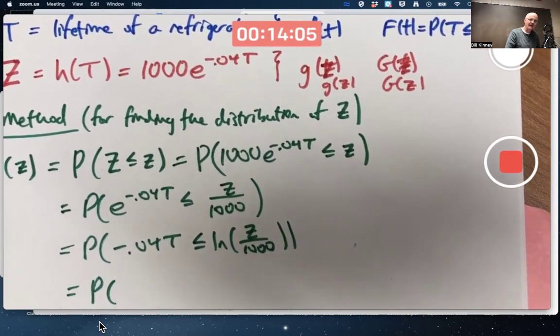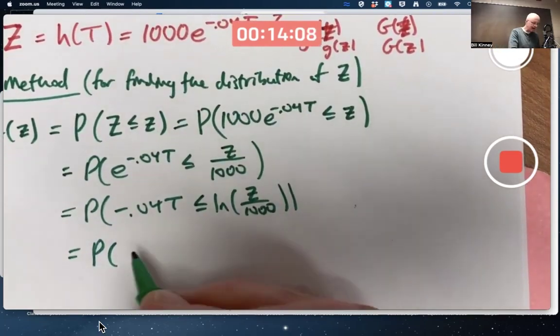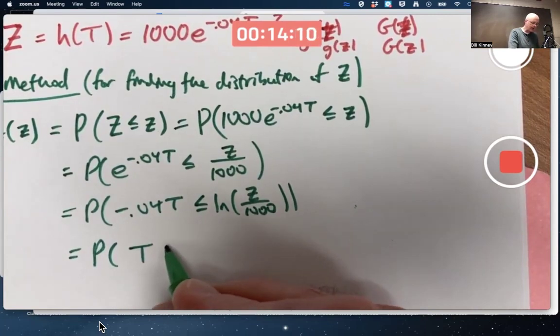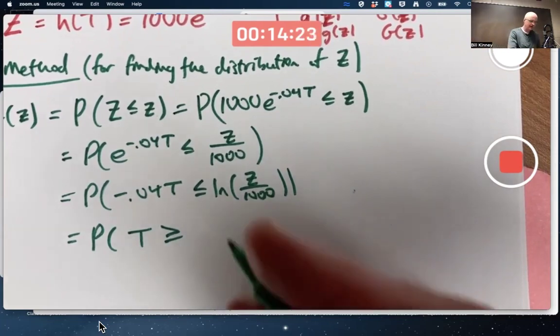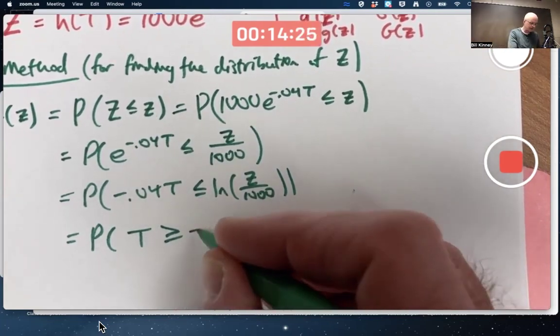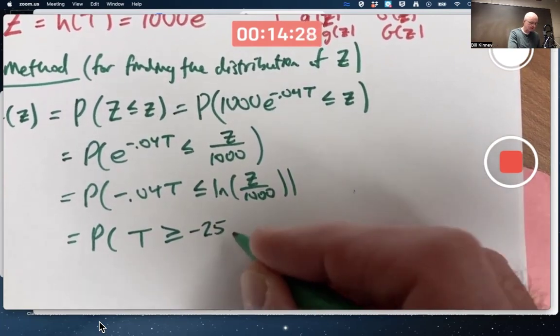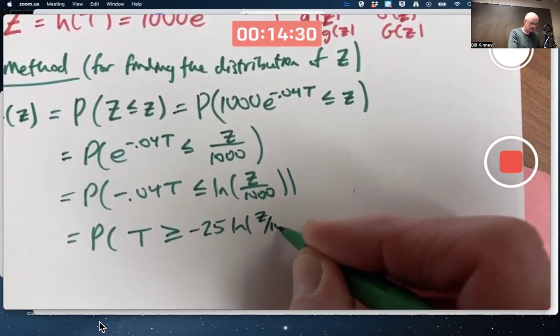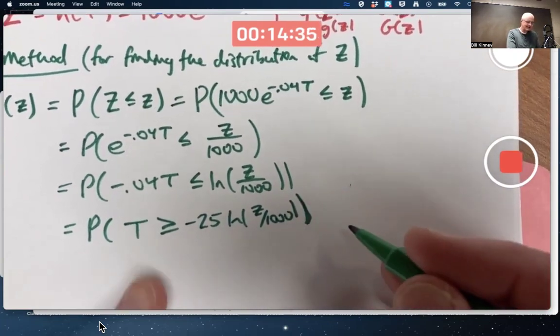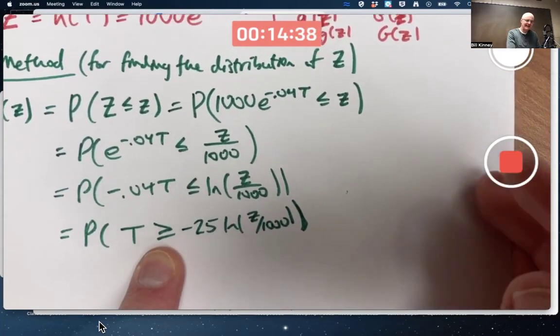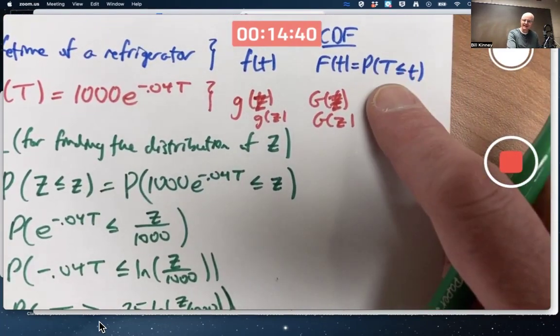But now when I isolate t by dividing both sides by negative 0.04, the inequality changes direction, because multiplying or dividing both sides of an inequality by a negative number changes the direction. You can always check that with particular examples if you like. Dividing by negative 0.04 is the same as multiplying both sides by negative 25. So we get this. But that, because it's got a greater than or equal to, is not the exact same form as this, because that's got a less than or equal to.